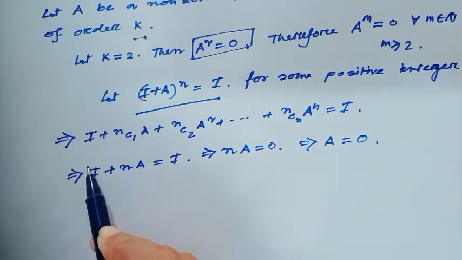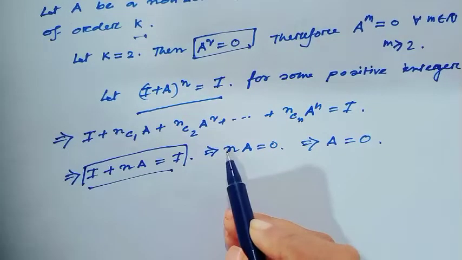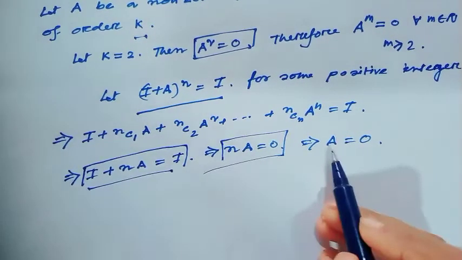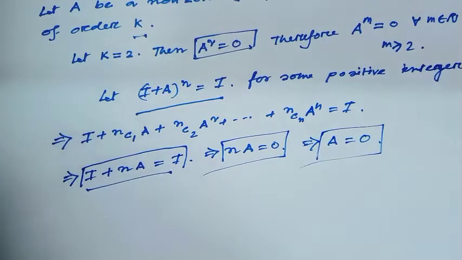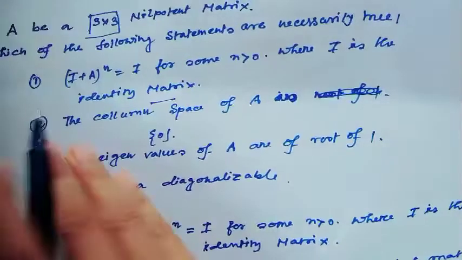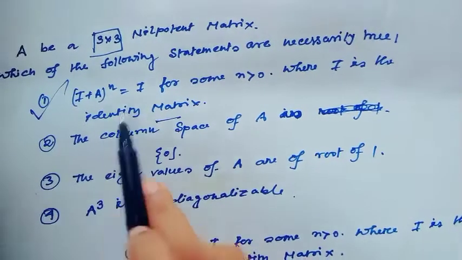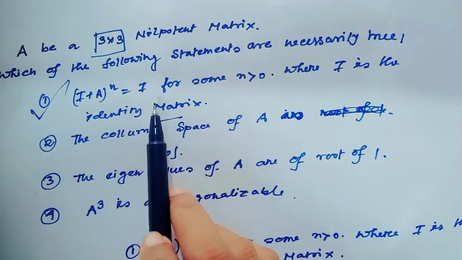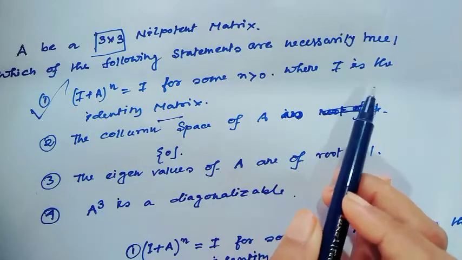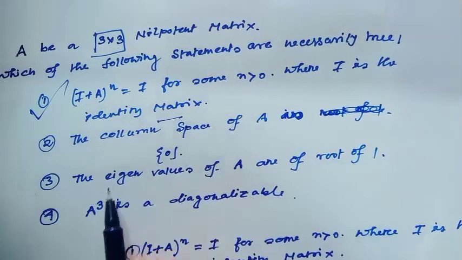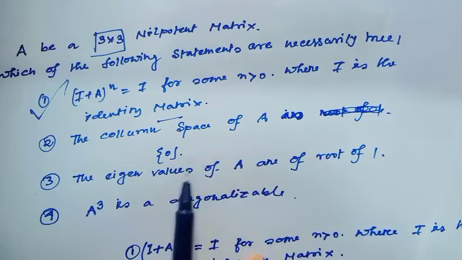Therefore, I plus nA equal to I, and that implies nA equal to 0, and nA equal to 0 implies A equal to 0. Are you getting the point? So obviously option 1 is a right option: I plus A to the power n equal to I for some n greater than or equal to 0, where I is the identity matrix. Option 2 says the column space of the matrix is 0.